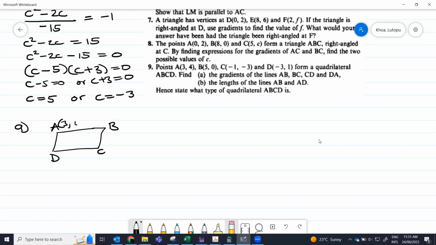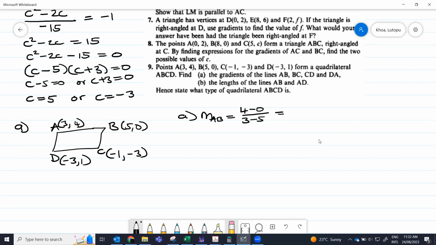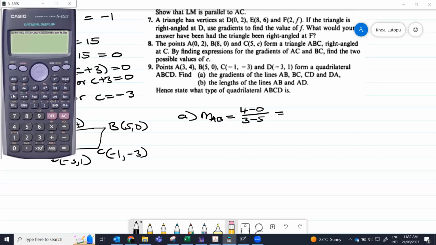A is (3, 4). B is (5, 0). C is (-1, -3), and D is (-3, 1). Now the first question says find the gradients of all the lines AB, BC, CD, and DA. So the gradient of AB, this is 4 minus 0 over 3 minus 5. This is -2.